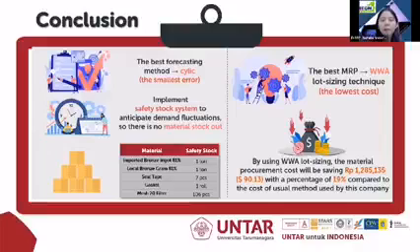And the best MRP, or material requirement planning, for material procurement of waste runner products in this company is the Wagner-Whitin algorithm lot sizing technique, because it has the lowest cost compared to other techniques. And by using Wagner-Whitin algorithm lot sizing, the material procurement cost will be saving around 1.2 million rupiah, which is 90 in US dollars, with a percentage of 19% compared to the cost of the usual method used by the company. That concludes my presentation.